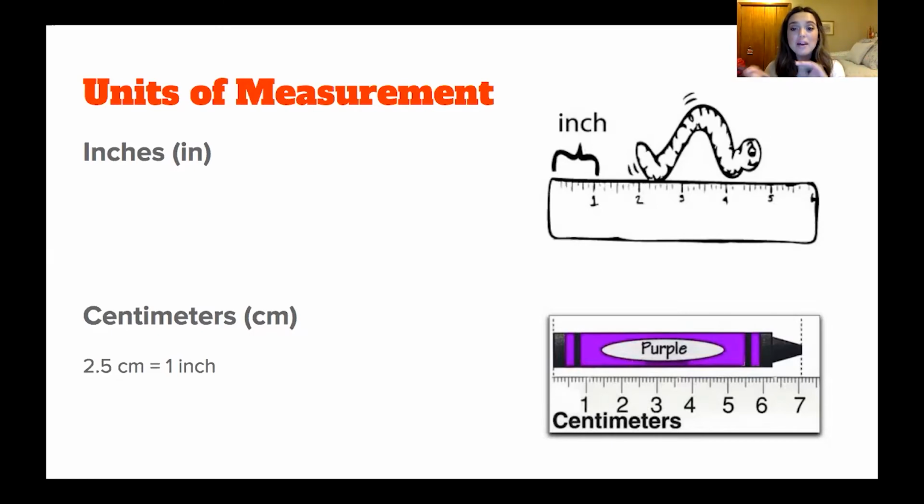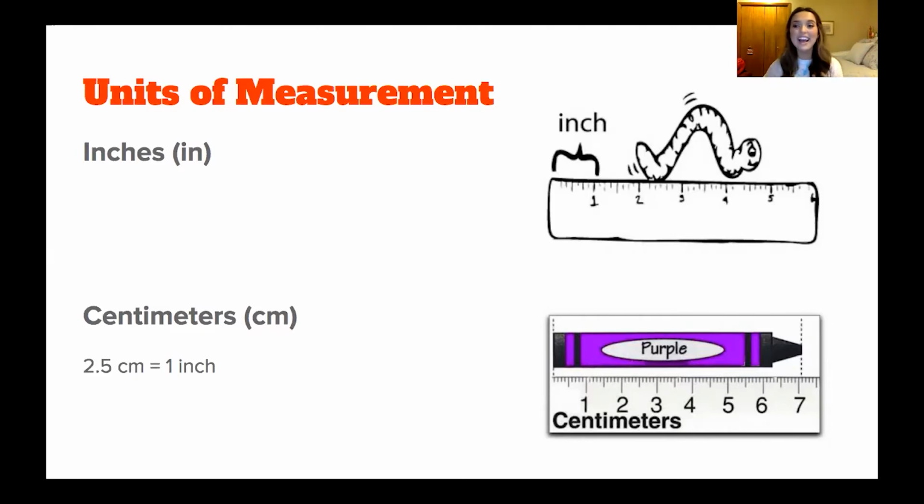Now we're going to talk about centimeters. So for centimeters, these are smaller than inches. For every 2.5 centimeters there are, that's 1 inch. So if you have an object that is 2.5 centimeters, then that is an inch. On your ruler, if you have a ruler, and if you don't, no problem, go ahead and find where it says centimeters, cm. That's probably on the other side of your ruler.